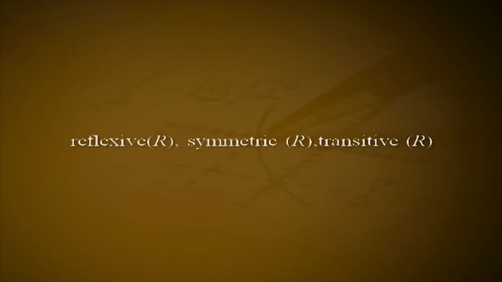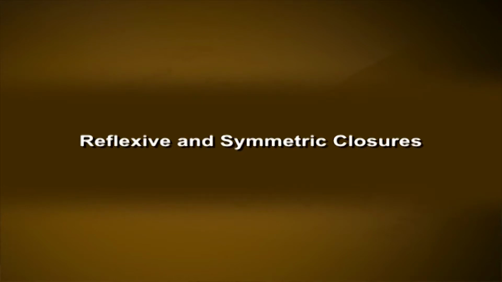Reflexive and symmetric closures. The next theorem tells us how to easily obtain the reflexive and symmetric closures of a relation. Note that delta sub A is the set consisting of all the ordered pairs (a, a) where a belongs to A, the diagonal or equality relation on A.